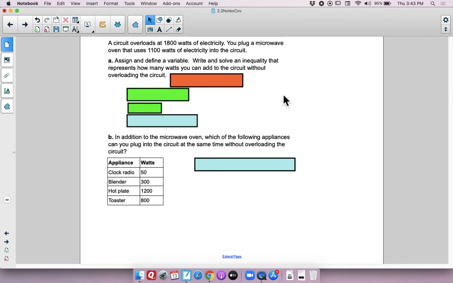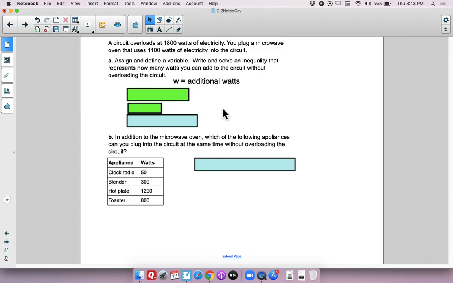And yes, I understand you probably can look at this and say, oh, I know what the answer is. But I want you to practice assigning and defining a variable, in this case, writing an inequality and then solving it. Okay, so what's unknown here? Yeah, the number of additional watts. Okay, and what would be an inequality you can set up?